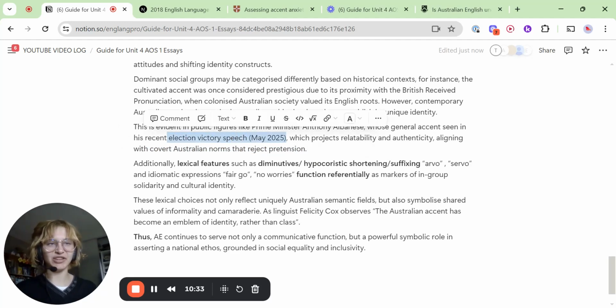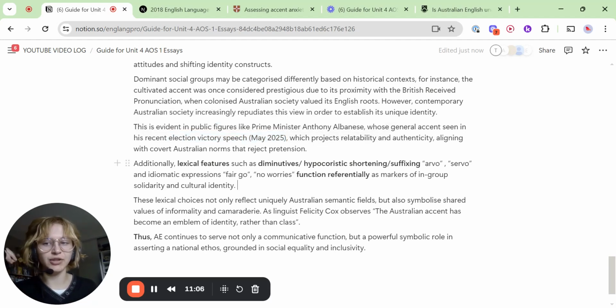Now, because it is a speech, it's difficult to put like a source, right? But I've put the month and the year, and that is very easy to find. You can, and a really, really top student will go through and try and find an IPA or a phonetic example, a phonological example from the speech. But this is enough in terms of mentioning, hey, I looked at the speech, it's a general accent. I'm talking about relatability in the general accent.